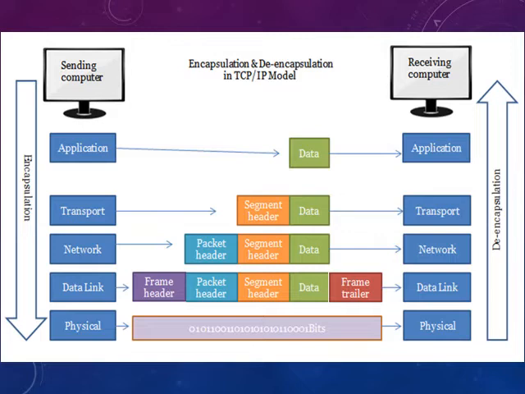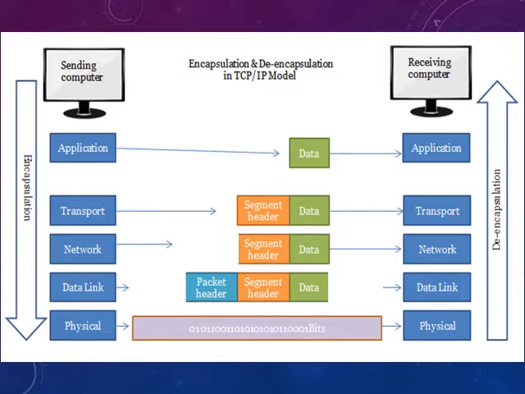At the receiver side, the zeros and ones are received at the physical layer, and at the data link layer the de-encapsulation or decapsulation occurs. Here the header and the trailer are removed. Now the packet header, the segment header and the data move to the network layer. At the network layer, again the packet header is removed. Then the segment header and the data move to the transport layer. Here again de-encapsulation occurs, the segment header is removed, and only the data is sent to the application layer.